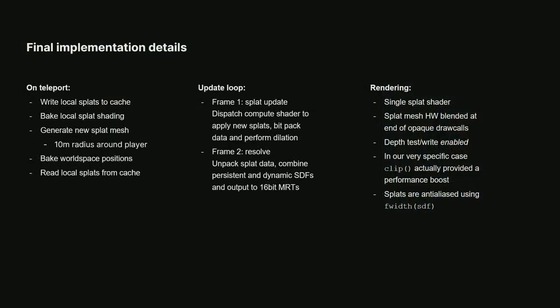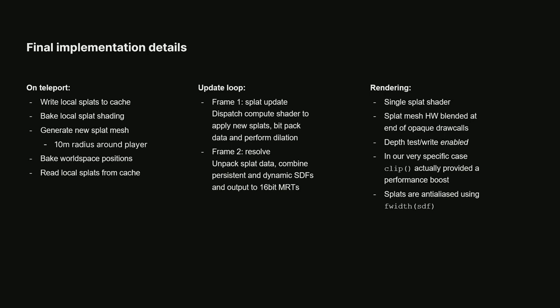And then when it comes to rendering, we now just have a single mesh that we render. We render this at the end of the opaque draw calls using hardware blending. We have depth test and write enabled so that we can gain any benefits from that kind of pre-pass. And in our very specific case, we found that clip actually had a pretty significant performance boost for us. This is generally not advisable in most other instances because it takes away some of the depth optimizations. But in this very specific case, it actually helped out.